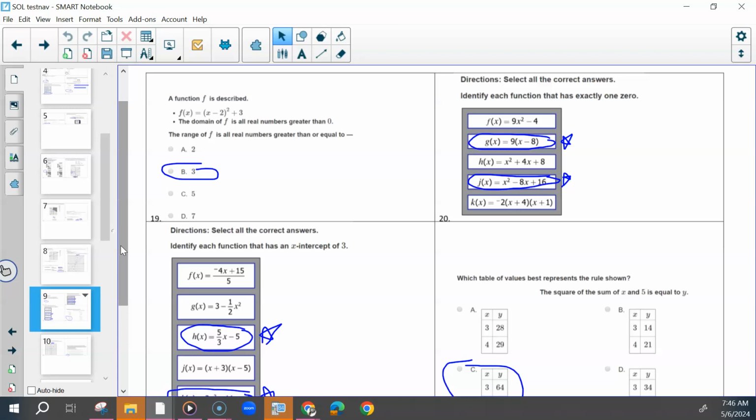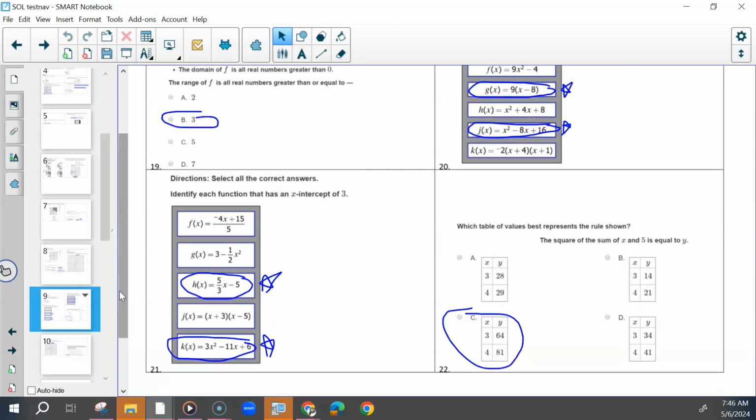And then for 20, which one has exactly 1 zero? So it's looking for which of these only crosses the x-axis once. So you could have used Desmos for that, and it was the g of x and the j of x equations or functions. And then 21 was similar, but which one had an x-intercept of 3? And it was the h of x and the k of x functions.